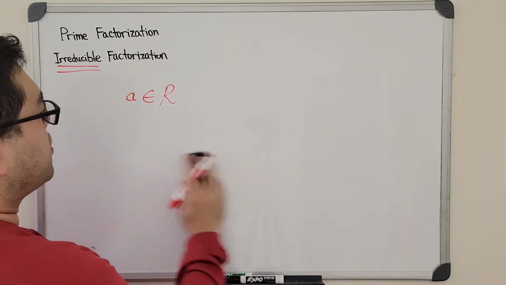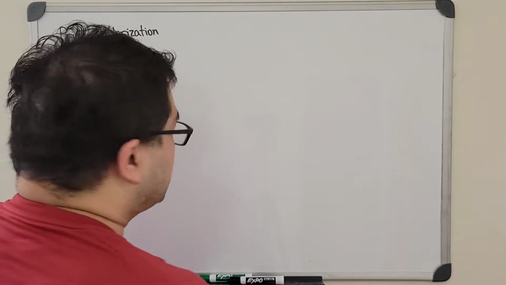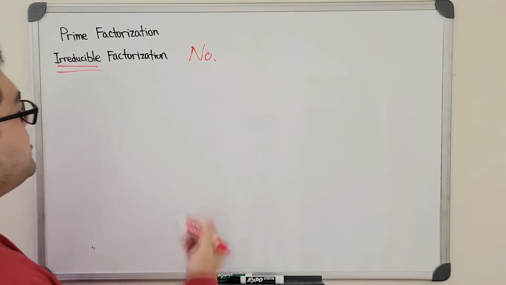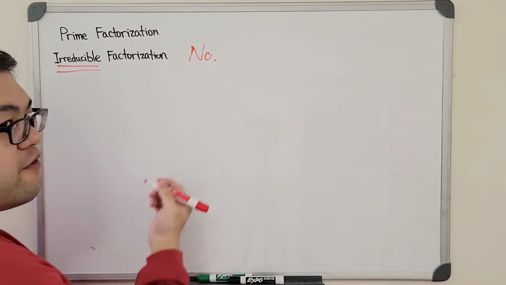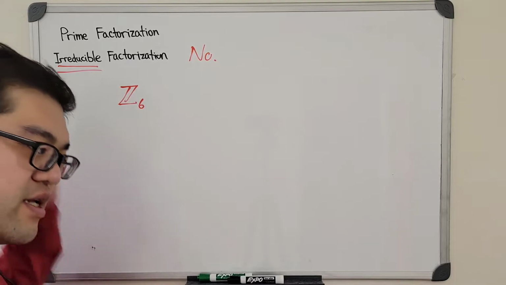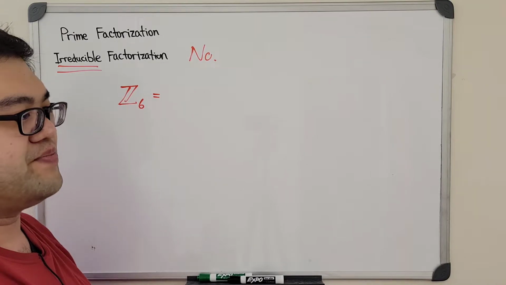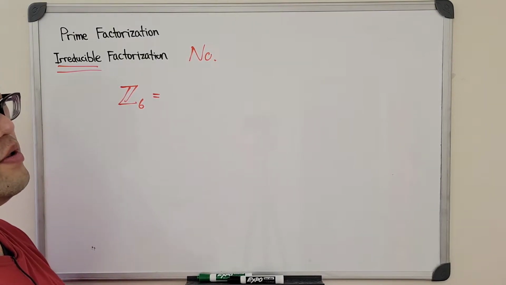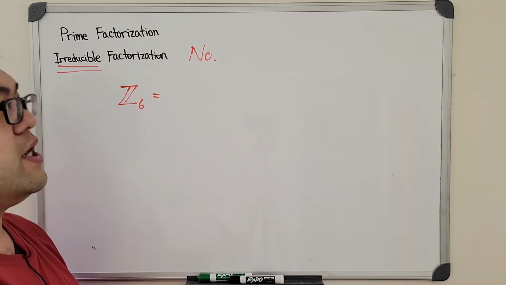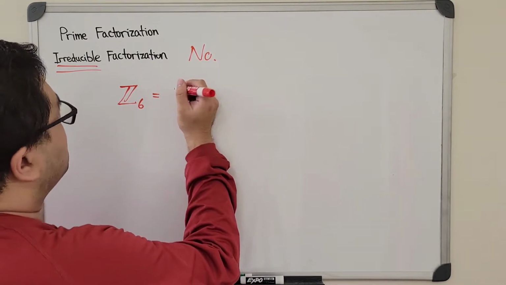So back to the question. Is irreducible factorization always unique? Quick answer, no. Why is that? Let's consider the following. We will have a ring called Z6. And again, what's a ring? A ring is basically a mathematical set, which you can think of as a collection relating to math, of course, that actually has something in it, possibly. You can have nothing in it as well.